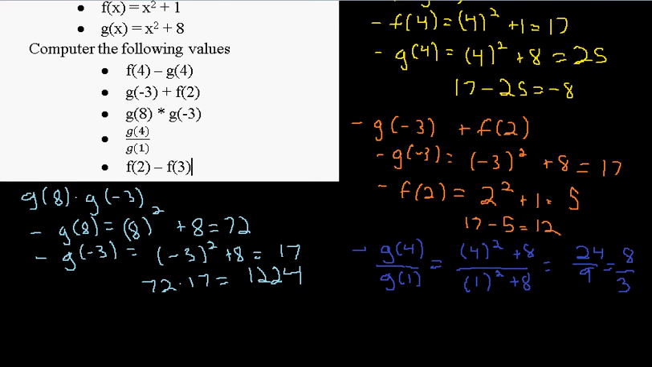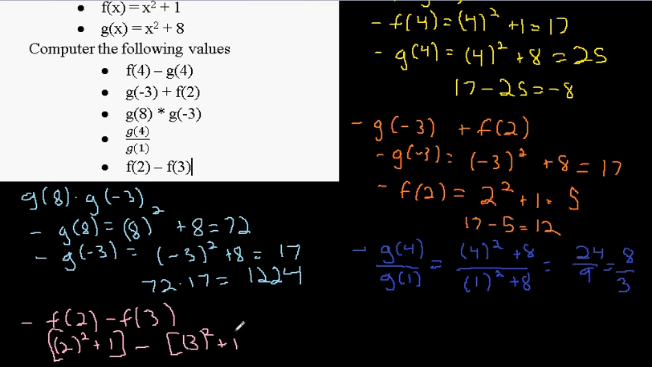Alright, and the final problem here, f of 2 minus f of 3. Well, f of 2 is 2 squared plus 1. This is my whole f of 2 in the brackets, minus f of 3, which is 3 squared plus 1, putting that whole thing in the brackets there. So this comes out to 2 squared is 4 plus 1 is 5, minus 10, which gives us negative 5.